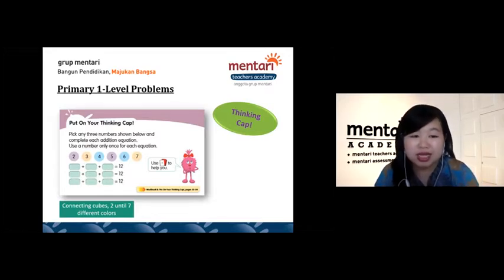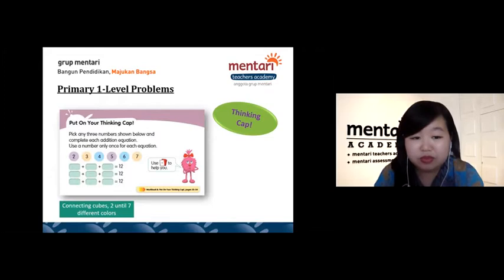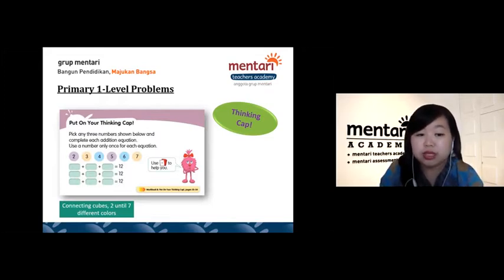So as you can see here, let me just introduce this problem. It says, pick any 3 numbers shown below and complete each addition equation. Use the number only once for each equation. So the numbers are all whole numbers, starting from 2 to 7. So 2, 3, 4, 5, 6, 7. And you have to combine 3 numbers at a time in order to make 12.